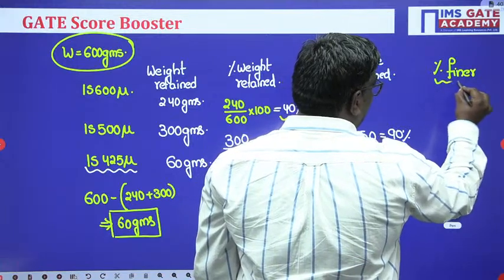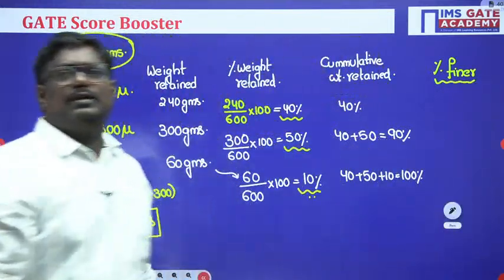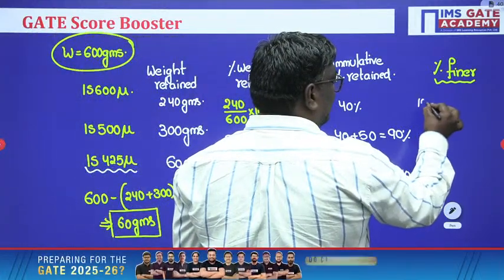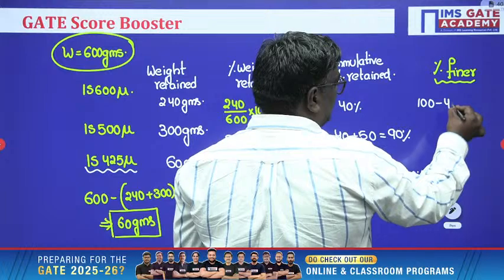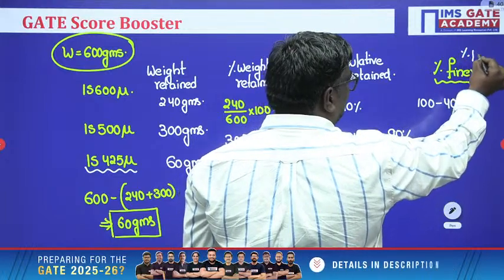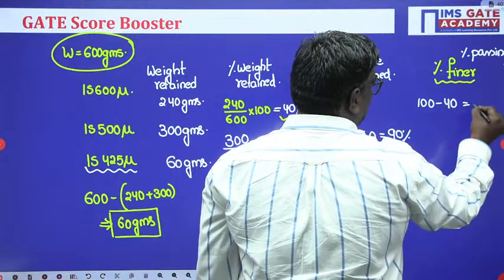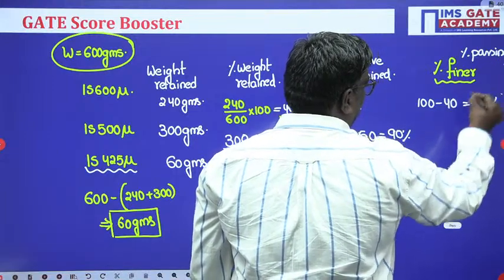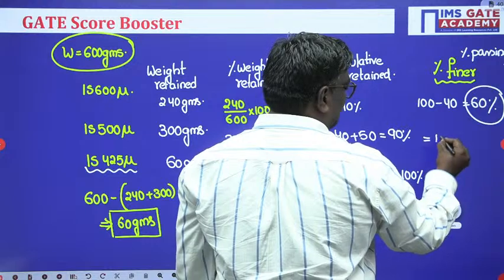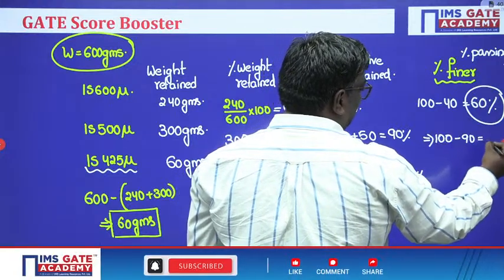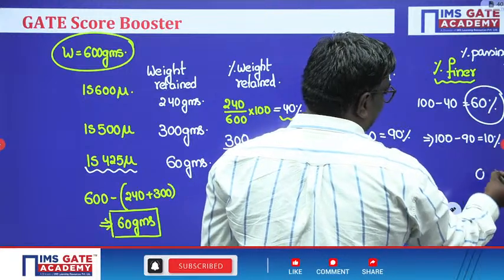Now if I talk about percentage finer, what is percentage finer here? It is nothing but 100 minus 40. You can also say percentage passing. Percentage finer is also called percentage fault. This is 60 percent. And here it is 100 minus 90, which is equal to 10 percent. And here it is 0.